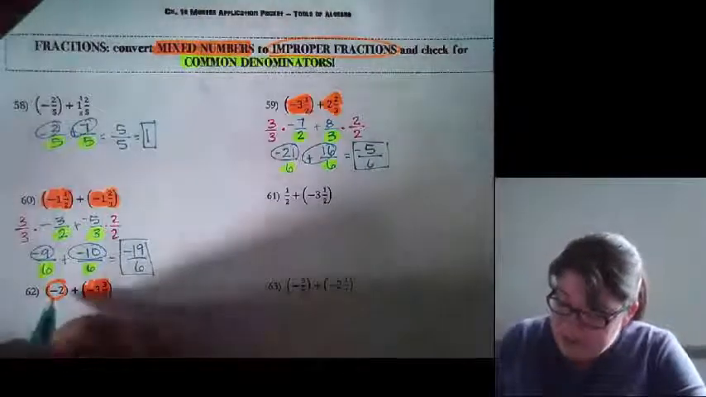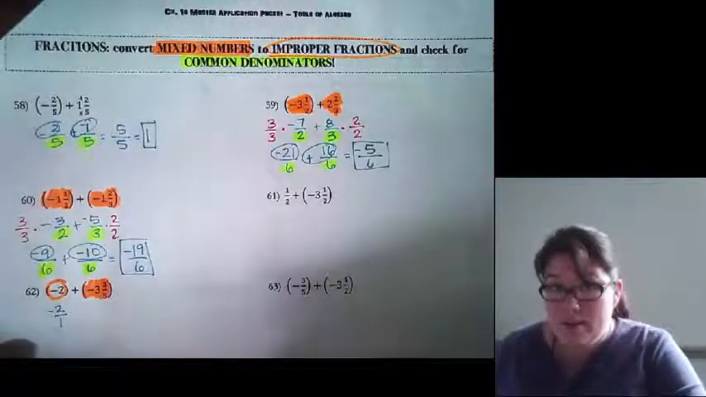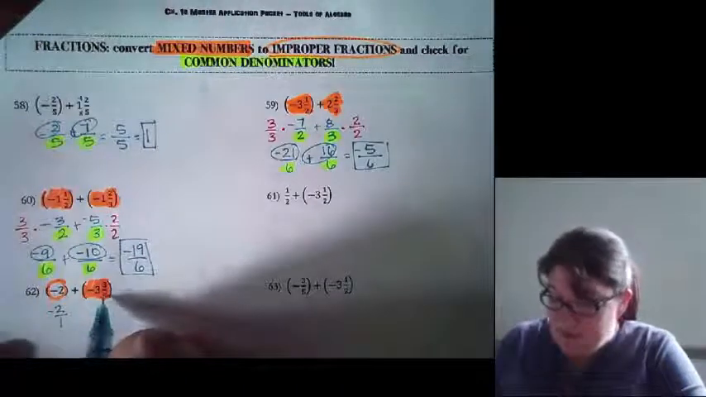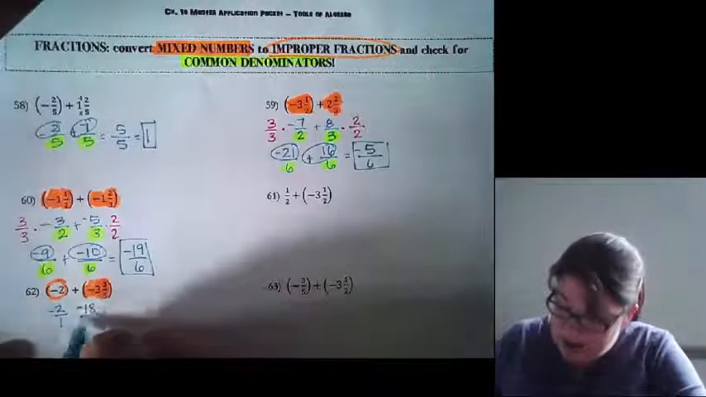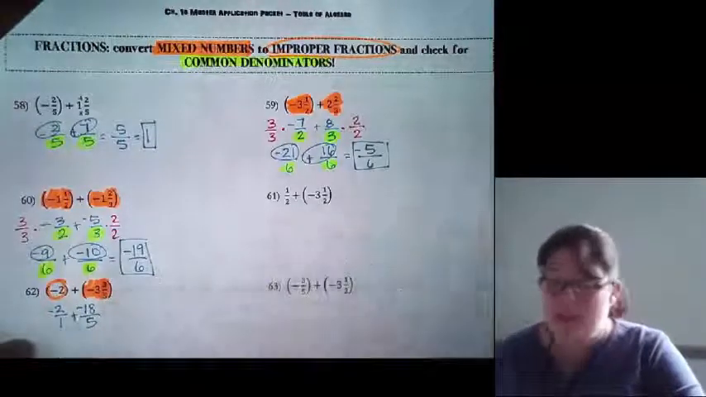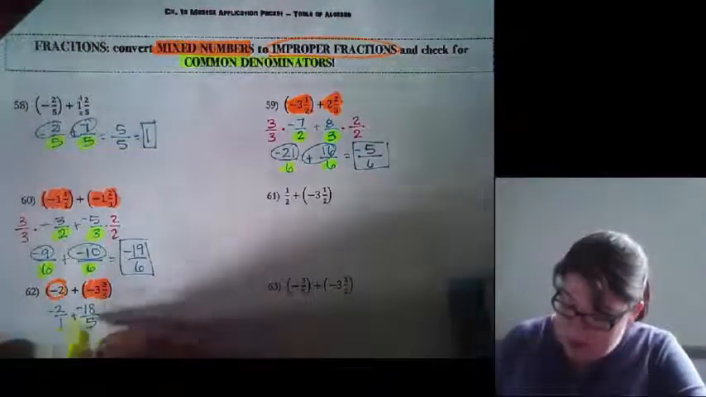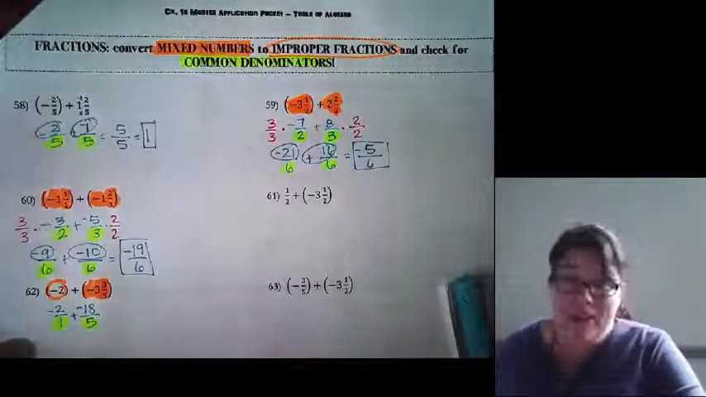So instead of just negative 2, this is going to be negative 2 over 1. And here I have 5 times 3 is 15, plus 3 is 18. It'll be negative and over 5. Add those together. Well, I have a problem because my two denominators are not the same.